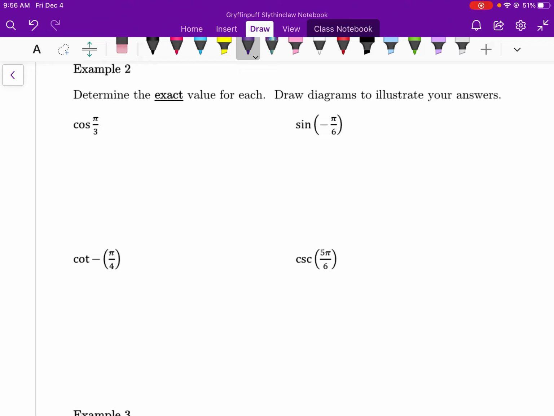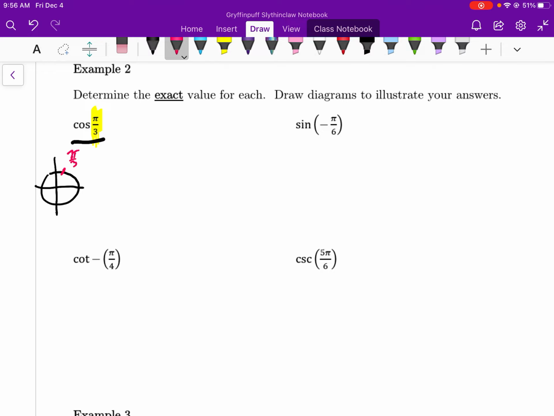All right, so let's move on to the second example. We're going to determine the exact value of each. Draw diagrams to illustrate your answers. So the first one will be the cosine of pi over 3. I'm going to draw the unit circle. Then I'm going to locate where pi over 3 is. Pi over 3 is the one up top, so that's pi over 3.